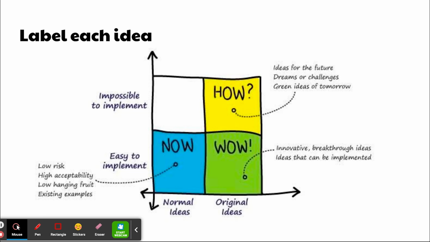And here's a pretty good way of getting them to categorize how useful those different ideas are going to be. Is it a now idea, which is an existing solution, it's easy to implement? Is it a how idea, impossible to implement, even though it's original? And we're really looking for those wow ideas, original ideas that are going to be easy to implement.